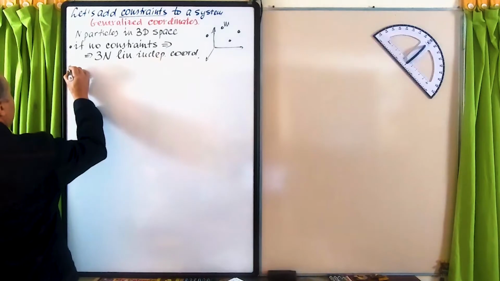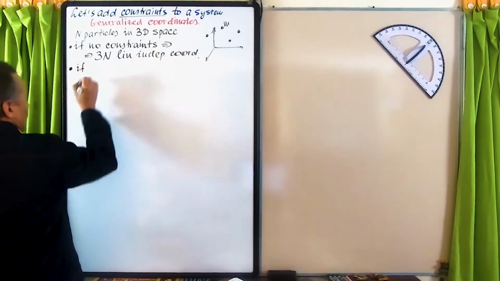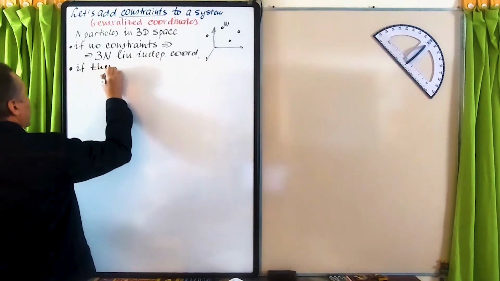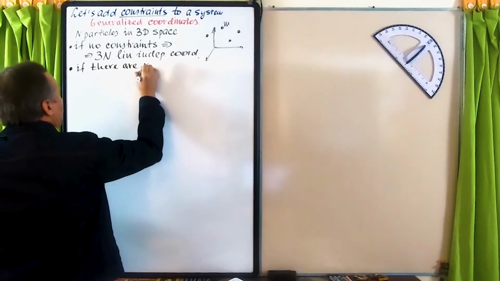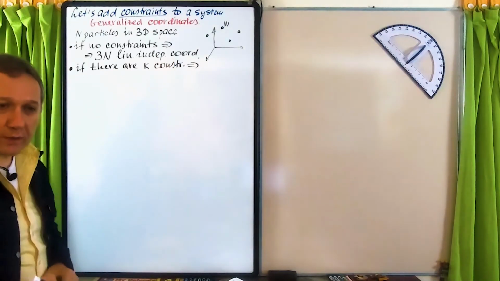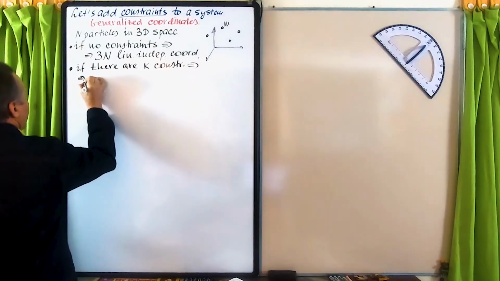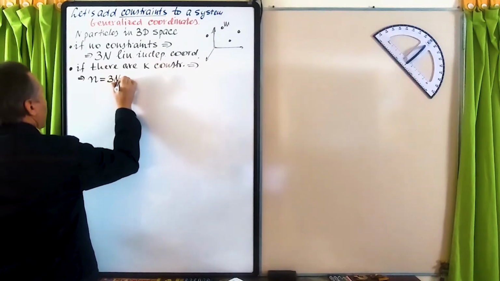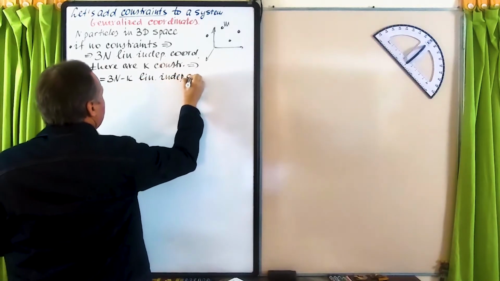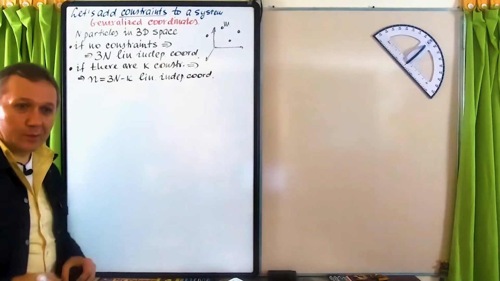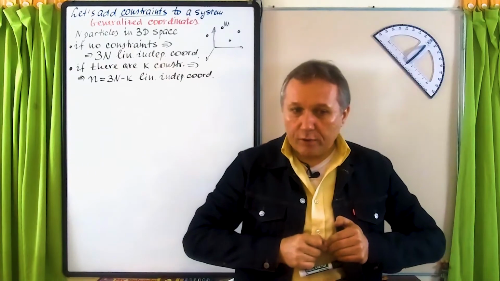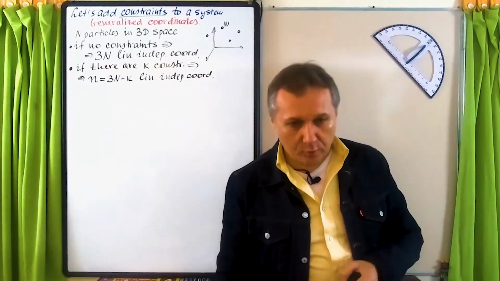So now let me write a new bullet. If there are k constraints, then you will have only n small, which is 3n minus k, linearly independent coordinates. And of course, in the Lagrangian formalism, you can write the Lagrange equation only for linearly independent coordinates.